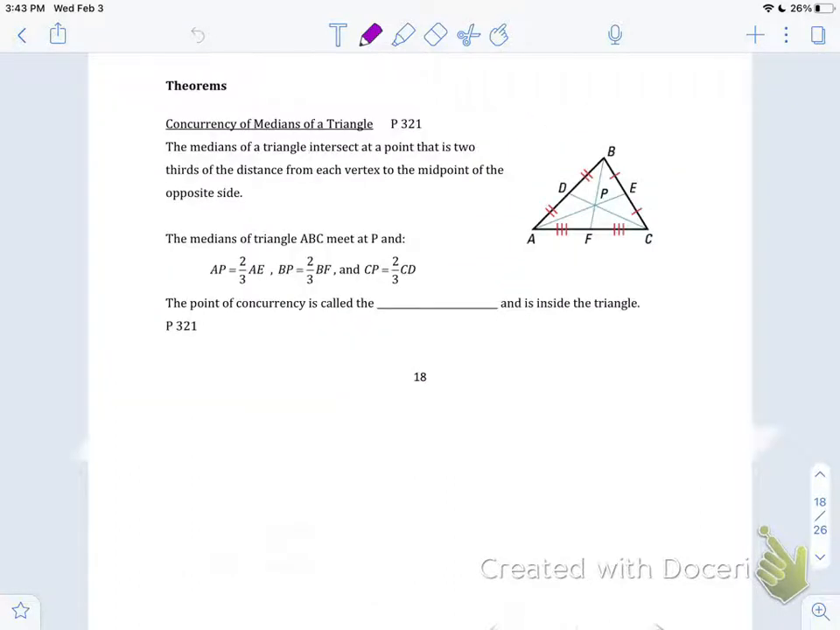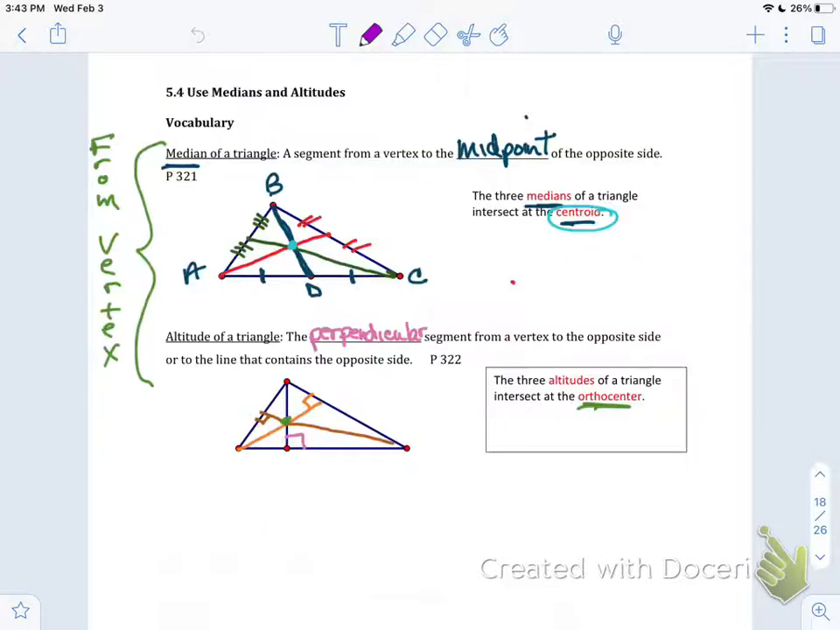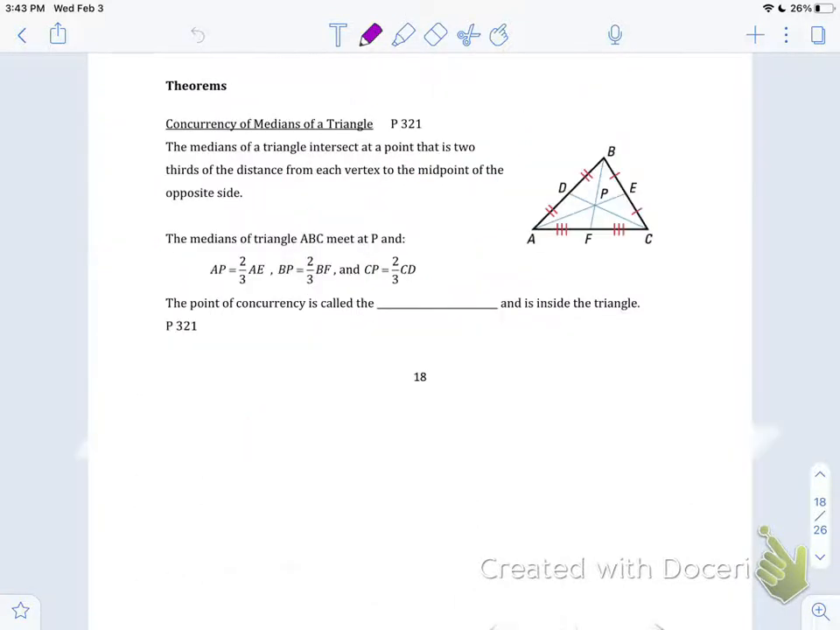So then let's go to the next page of these notes. So we have a concurrency of the medians, and I've already talked about that, so let's go back. So this is the concurrency of the medians, and it's at a centroid. Okay, so that's our focus now. So there's other things that happen when you have these concurrencies. So it's concurrent right there, and that is called the centroid.